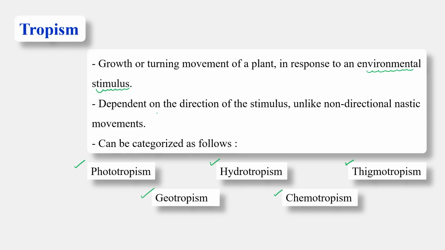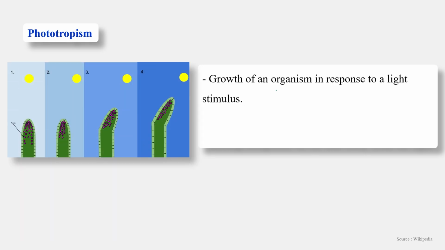Okay, so it depends on the direction of the stimulus, unlike non-directional nastic movement. Okay, so phototropism, hydrotropism, geotropism, chemotropism, and thigmotropism: the growth or turning movement of a plant comes under this category, which is related to environmental stimuli. So the first type is phototropism, the growth of an organism in response to light.